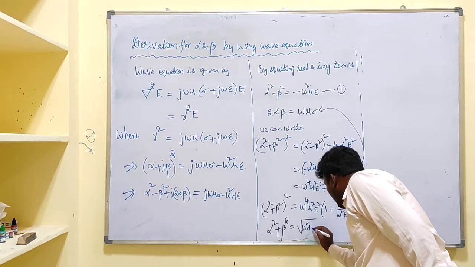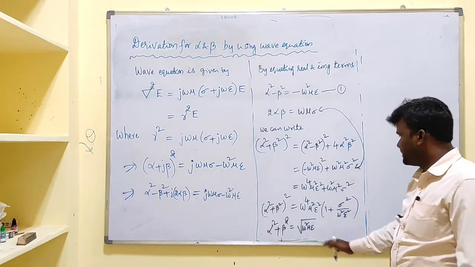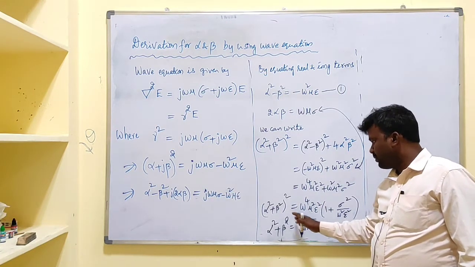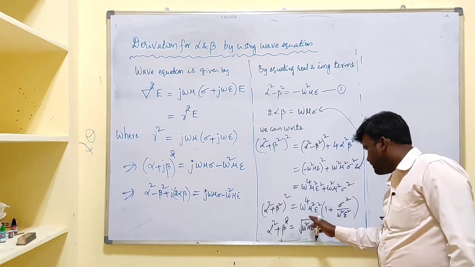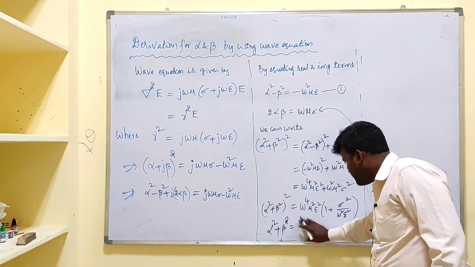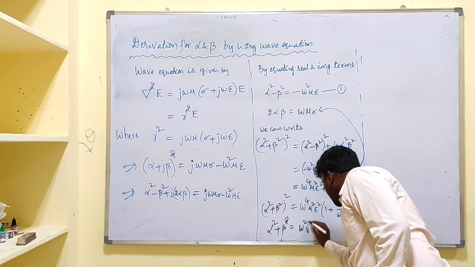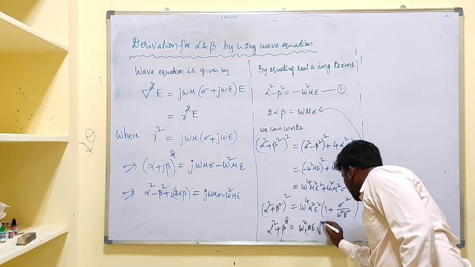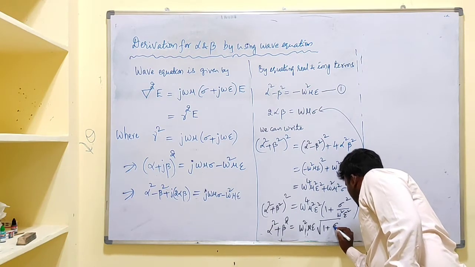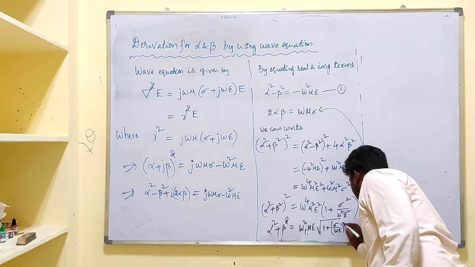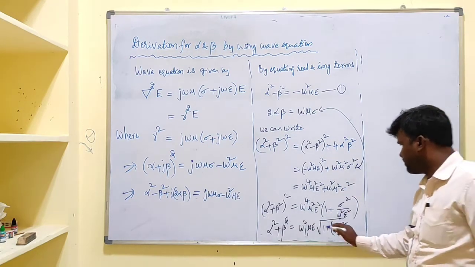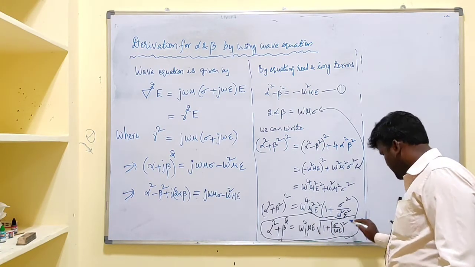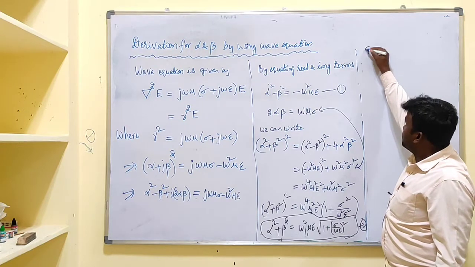omega square mu epsilon. Frequency is positive, and mu and epsilon are also positive values. That's why, if you apply square root on both sides, we will get plus or minus. But here we will get under root omega square mu into epsilon, root of this one, omega square mu epsilon, under root 1 plus sigma by omega epsilon whole square. We can write it like this also. This is alpha square plus beta square. Let us take this as equation 2.